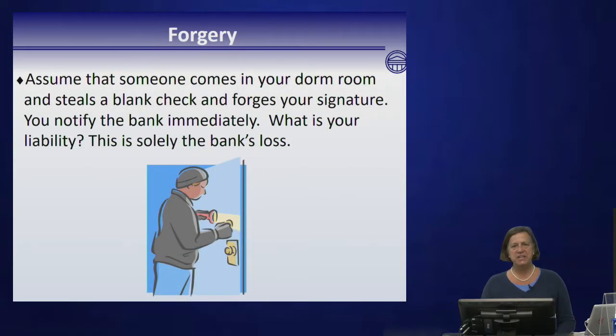How about the forgery example? I know you remember this one from class. Assume that someone sneaks into your dorm room and they steal a check and they forge your signature. You notify the bank immediately. What is your liability? This is solely the bank's loss. You bear no liability because the bank is deemed to know your signature.